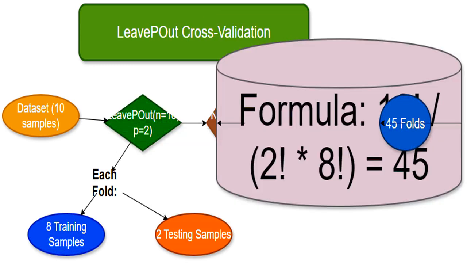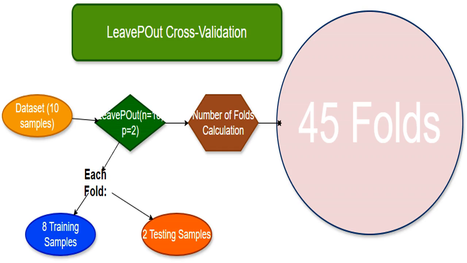This uses the combination formula. In simple terms, it calculates the number of ways to choose 2 items out of 10, without regard to order. The formula is explained as 10 factorial, divided by the product of 2 factorial and 8 factorial. It simplifies to 45, which represents the total number of folds or iterations. The calculation shows that LeavePOut 2 will produce 45 different training and testing splits.